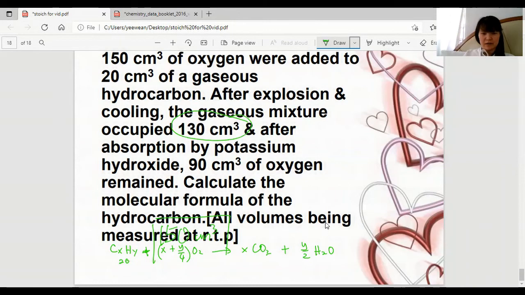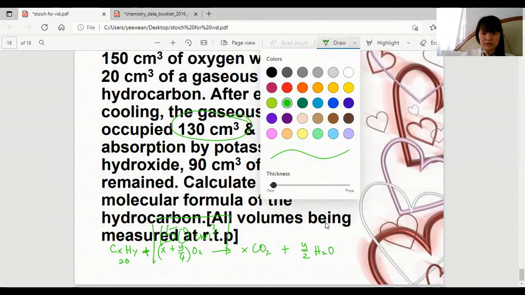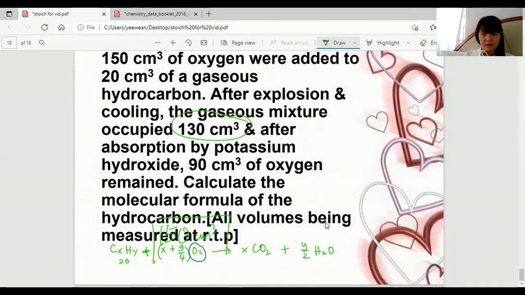What are gaseous here? Things that are gaseous here are oxygen and carbon dioxide. Under normal conditions, water should be liquid. So this is not a gas. So the total after the reaction is 130, and this 130 consists of oxygen and carbon dioxide. Okay, but they remove the carbon dioxide by using KOH. Potassium hydroxide is a base and carbon dioxide is an acidic gas, so you can remove that.